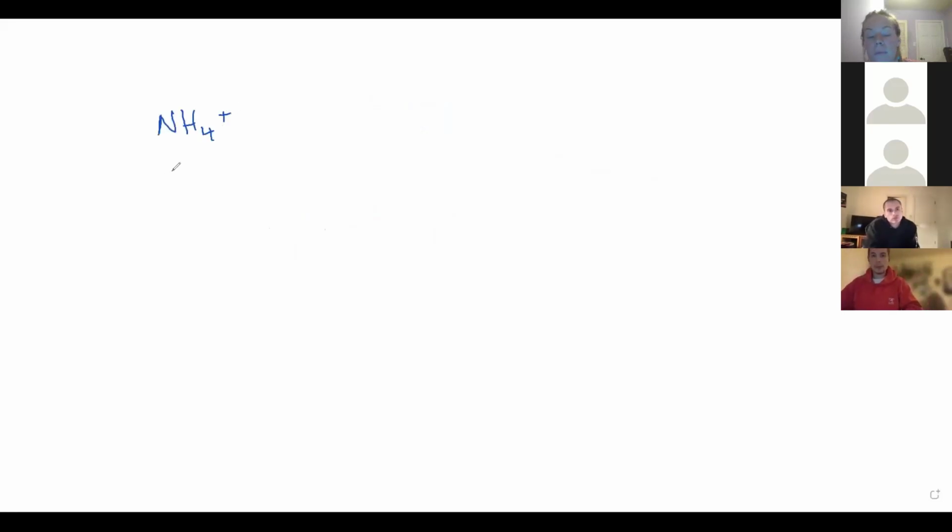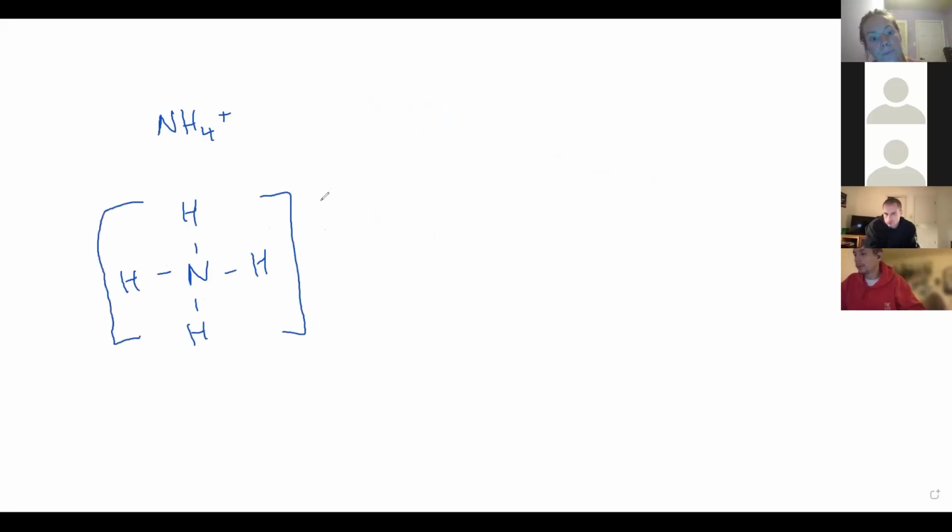We had NH4+. I remember that was one of them. Okay, so we had nitrogen in the center, hydrogens on the sides, stuck together, and it had a plus charge. This should be in your notes somewhere. So I want to figure out what is the electron geometry and what is the molecular geometry. And I also want to figure out the molecular geometry.